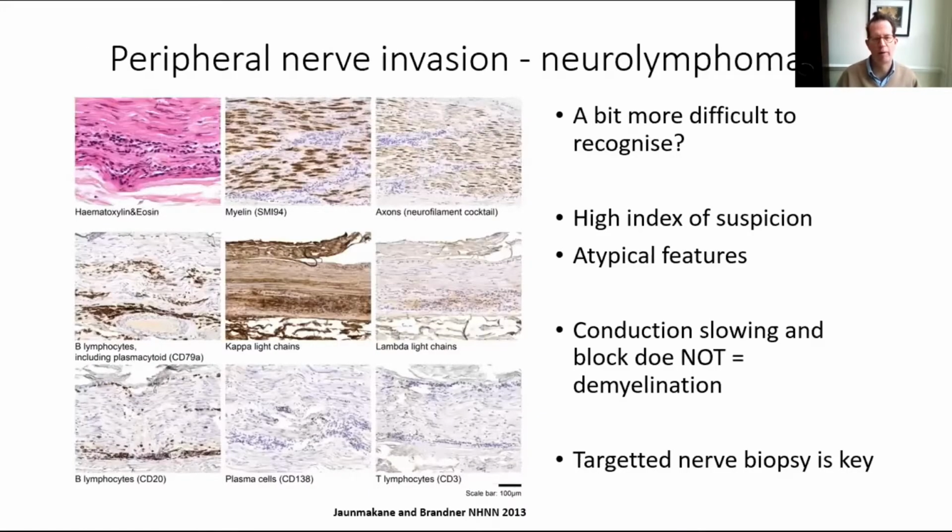And when we performed a biopsy of the nerve, even though it looked like CIDP in many ways, there were high numbers of B lymphocytes consistent with his previous malignancy in this specimen. This perhaps is a bit more difficult to recognize than some of the other entities, but there should be a high index of suspicion with atypical features and a previous malignancy. And the lesson here is that conduction slowing does not equal demyelination, but a targeted nerve biopsy is key.